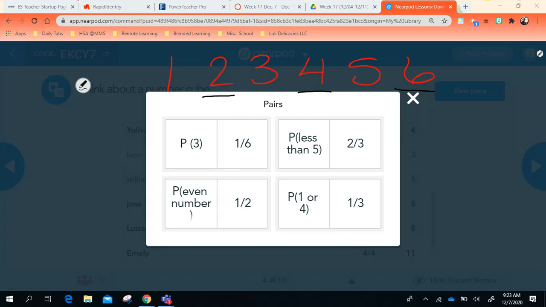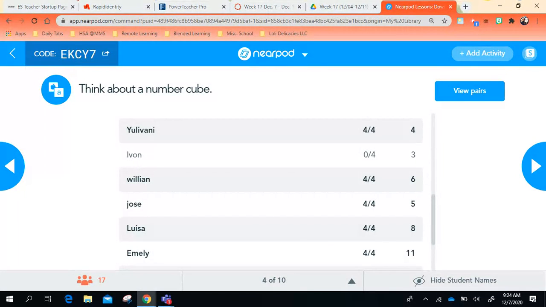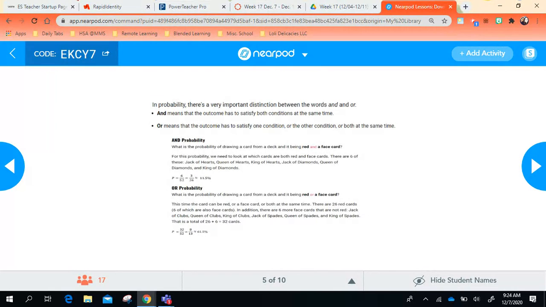Last one, 1 or 4. How many 1s are there, Karen? 1. And how many 4s are there? 1. So together that makes how many? 2. So that's 2 out of 6. Perfect. Which we then simplified to 1/3. So we're going to keep coming back to this review because we need to know how to do it really, really well. Because if we can't do the simple ones, then we won't be able to do the compound ones.